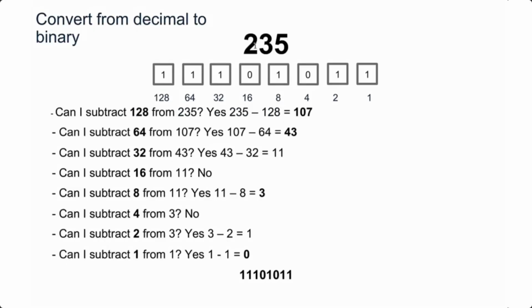Converting from decimal to binary is a little more awkward, and it might remind you of the long division you learned in grade school. Of course, there are plenty of calculators and online tools that will make these conversions for you, but here's how it's done. In this example, we have to convert 235 from decimal to binary.